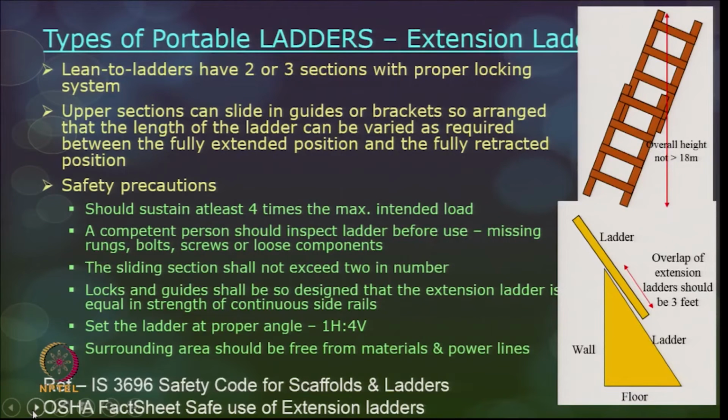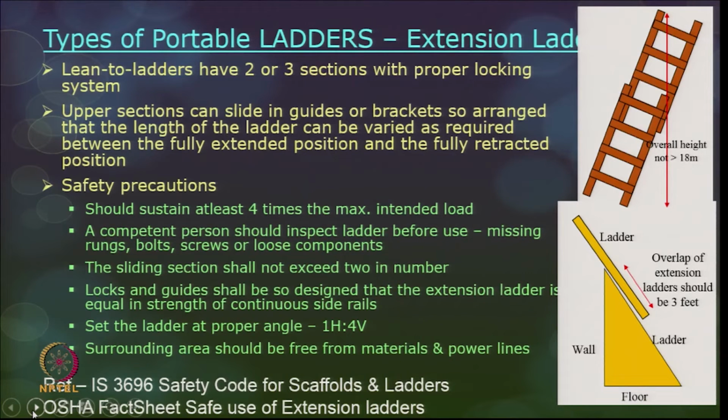The next type of portable ladder is the extension ladder. As the name implies, there can be 2 or 3 sections of ladders which can be put together, and you can have adequate guides or brackets set up, so that it can slide in and out in order to reach different levels. You can vary the height accordingly, and the maximum overall height as recommended by OSHA is not more than 18 meters, when the extension ladder is at full extension.